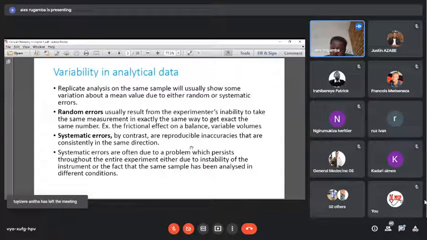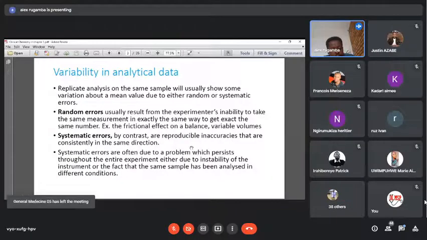For example, you are using a balance that you didn't calibrate. For example, you are mixing your solution without following the protocol. For example, you forget to put something. For example, you are not respecting time. All those errors that come from you, the experimenter, are called random errors. And then there are systematic errors.